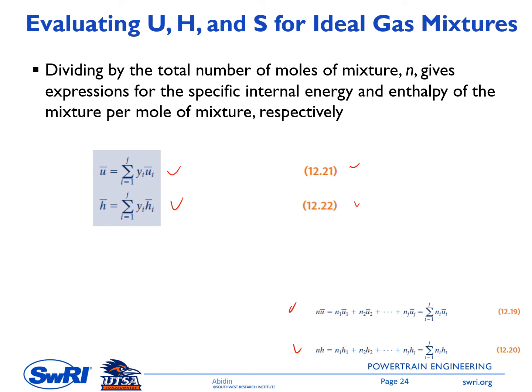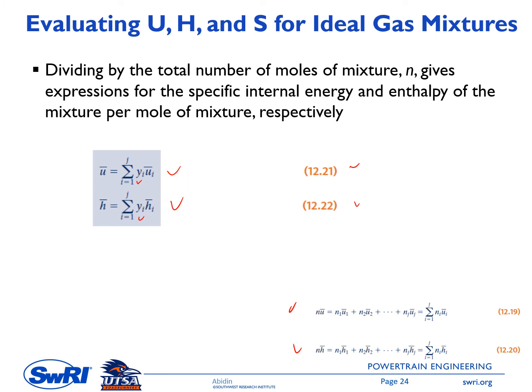What is important here is that now you have y here. This is the mole fraction. So u bar, the specific internal energy of the mixture, is the sum for all components, from component i through component j, of yi, the mole fraction of component i, times the specific internal energy of component i.